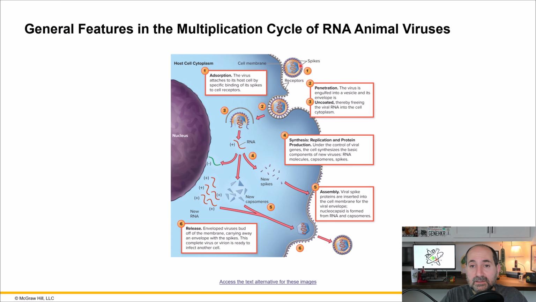All right, so again, there's adsorption, penetration, uncoating, synthesis, and then assembly. Assembly involves the virus forming new virions by putting the DNA or RNA nucleic acid inside of a capsid coat, forming the nucleocapsid, and then also making sure to package all of the other enzymes and forming new virions, right? This is assembly. And then we're ready for release.